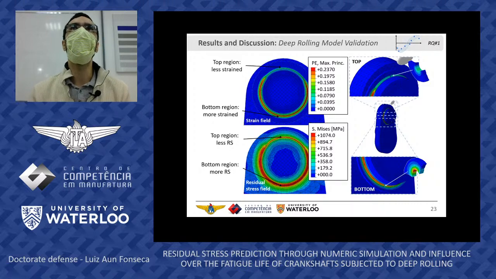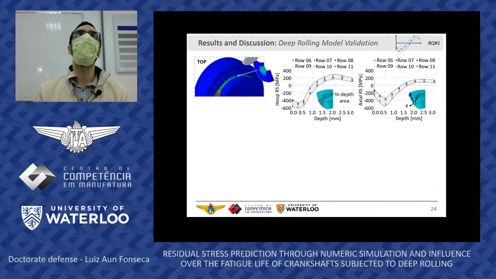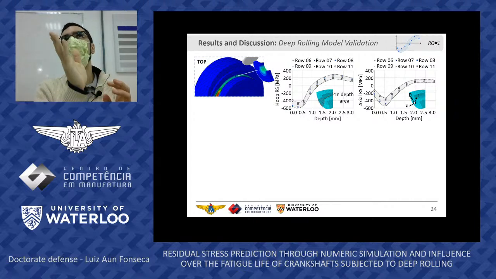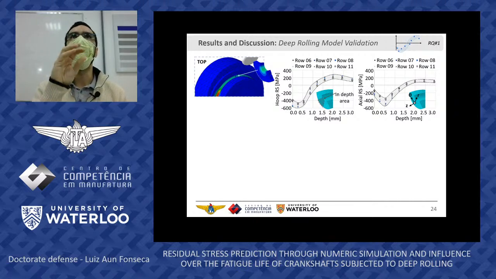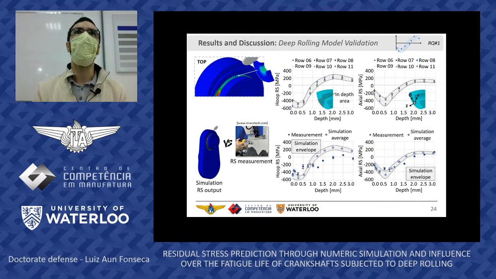So starting with the top region, we can see that for both hoop and axial residual stress directions, we have compressive stresses at the surface, moving on into an internal peak and transitioning into tensile stresses, to account for the equilibrium principle. So this region here between node rolls 6 and 11 will create this in-depth area here that we will compare with the residual stress measurements that we did.